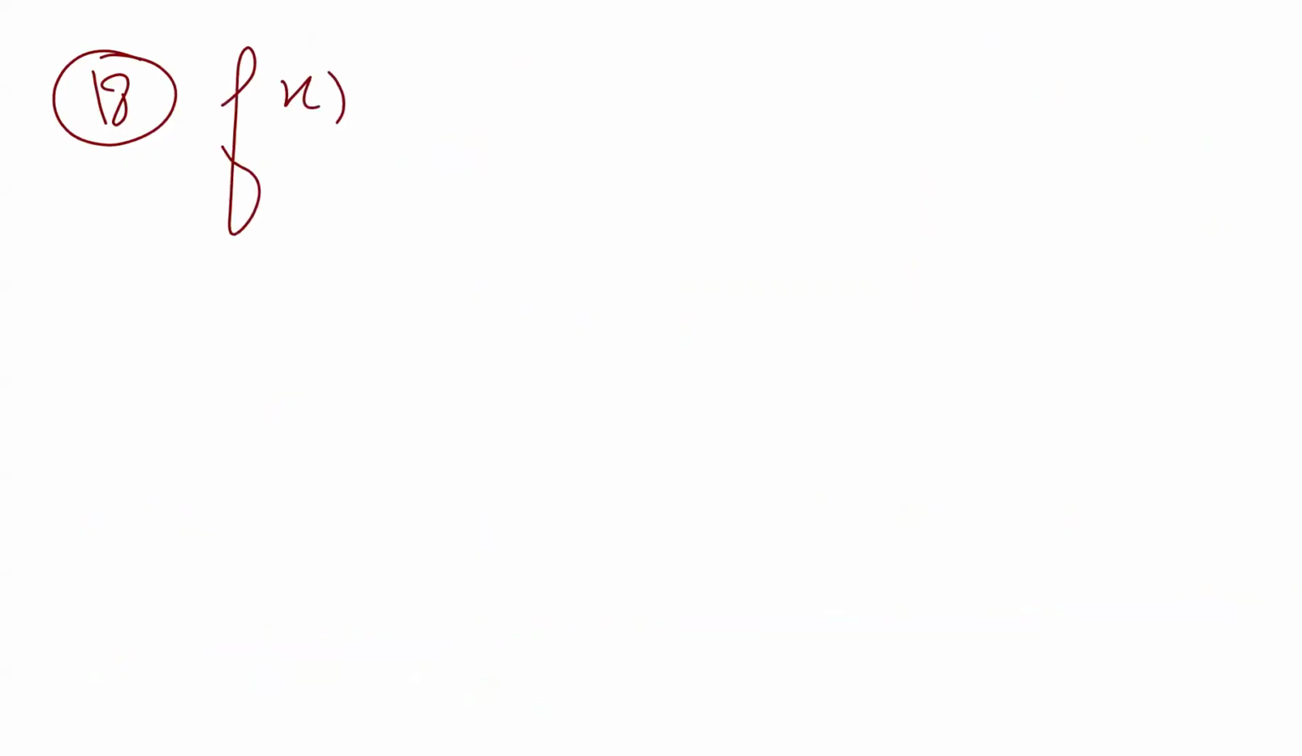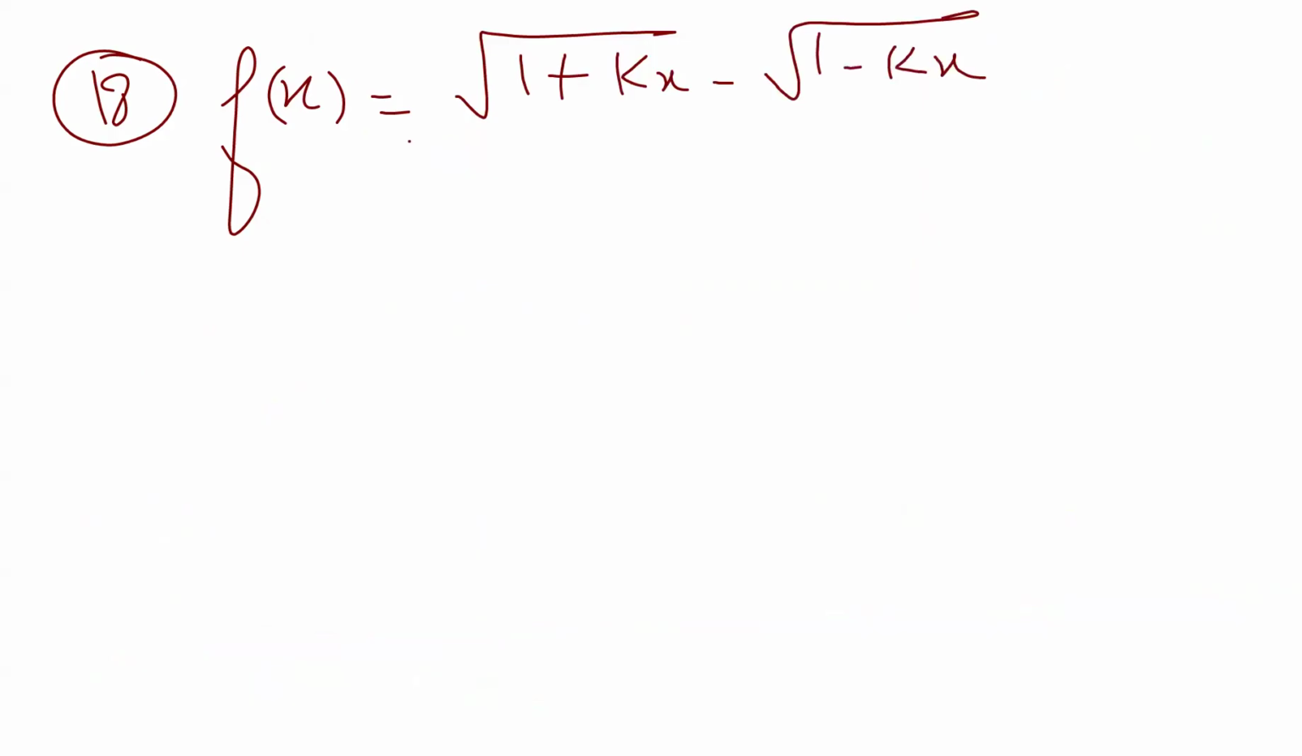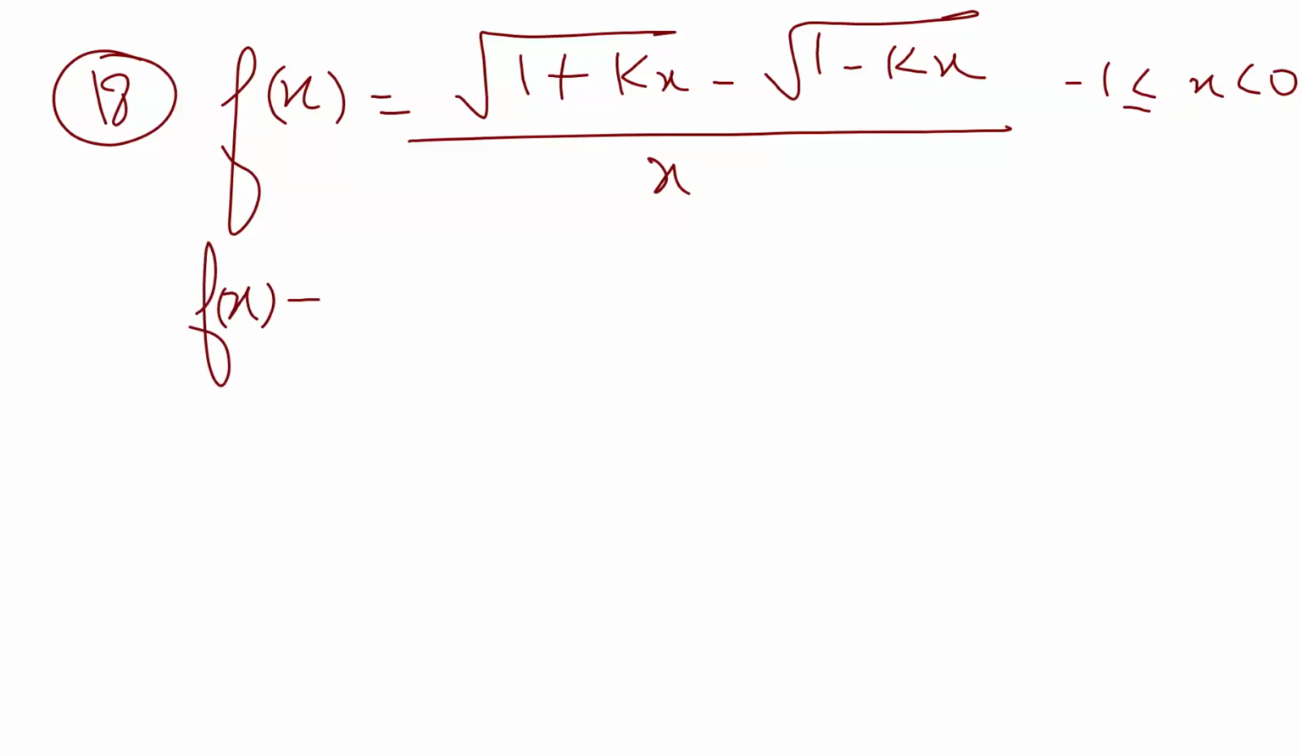F of x is equal to root of 1 plus kx minus root of 1 minus kx upon x. This is true for x lying between minus 1 and 0. And f of x is equal to 2x plus 1 upon 2x minus 1.